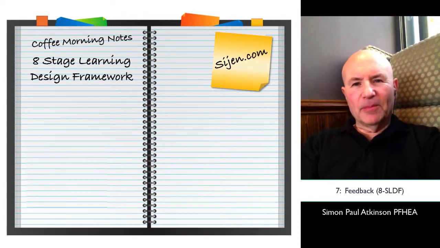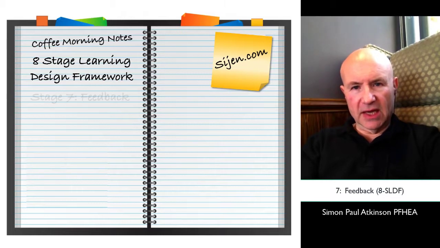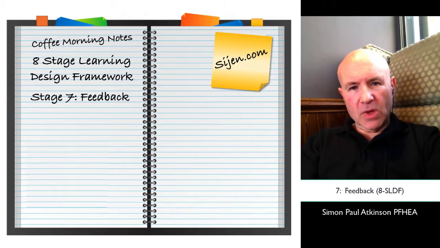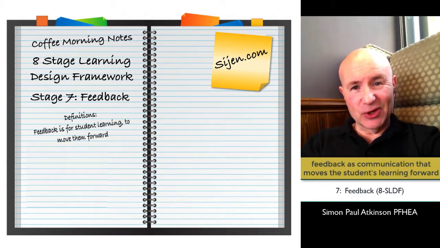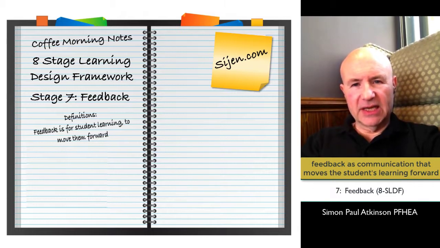Good morning. I want to talk this morning about stage 7 of the 8-stage learning design framework that deals with feedback. So it's very important, first of all, to just establish what the definition of feedback actually is in this particular learning context. And I think feedback, from my perspective, should be seen as any communication with the student that moves them forward in terms of their learning process.